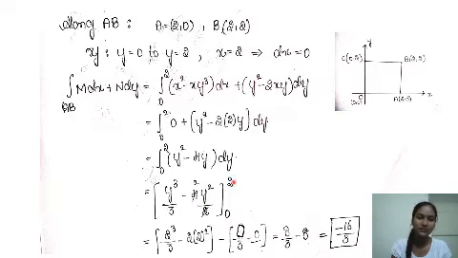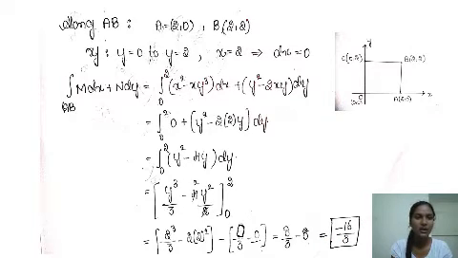Now we have to substitute 2 and then minus 0, that will be equal to 2 cube by 3 minus 2 into 2 square, minus, if we substitute 0 in place of y, that will become 0 minus 0. That is equal to 8 by 3 minus 8. If we add this, that will become minus 16 by 3.